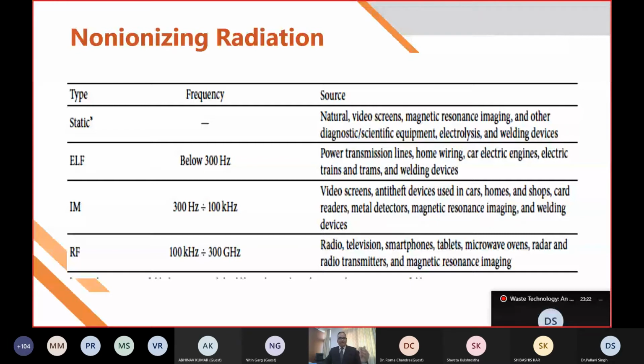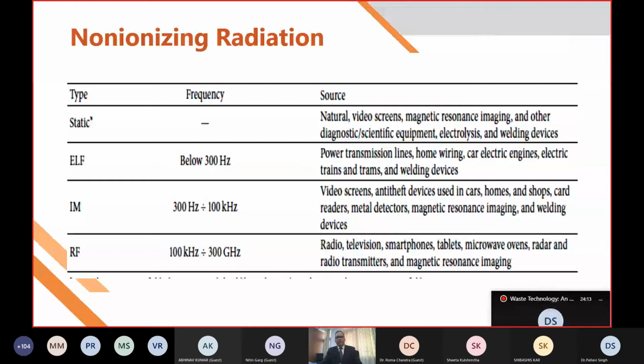So we can segregate into static, extreme low frequency, intermediate, and RF, the radio frequency. The sources are there. Natural fields, magnetic resonance, diagnostic equipment, electrolysis, welding devices are all static devices. We should not say static, basically; all these come in the very, very low range, up to 50 hertz, because all devices working on the current power supply are around 50 hertz.